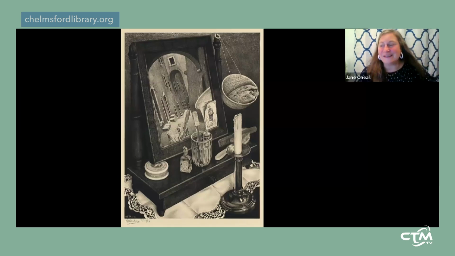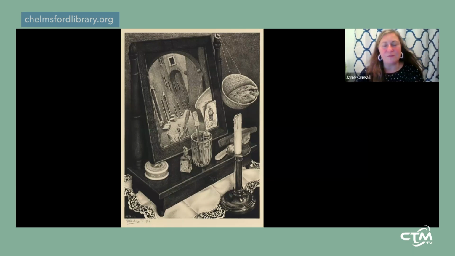Now, this next image is a real remarkable one. This is simply called Still Life with a Mirror. It's a lithograph from 1934. And this is one of his very first images where he's combining two completely unrelated spaces. There's a sense of the impossible in something like this.